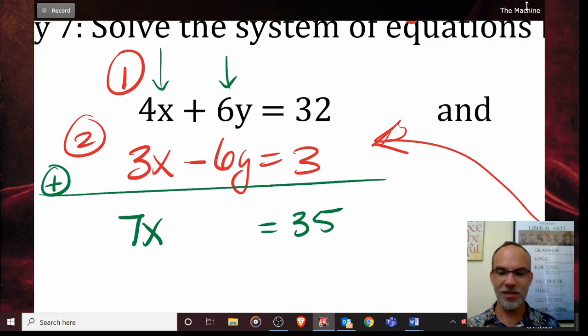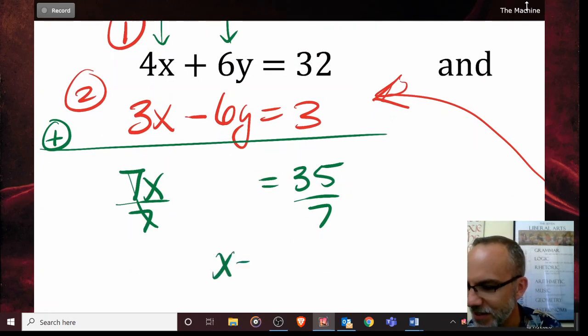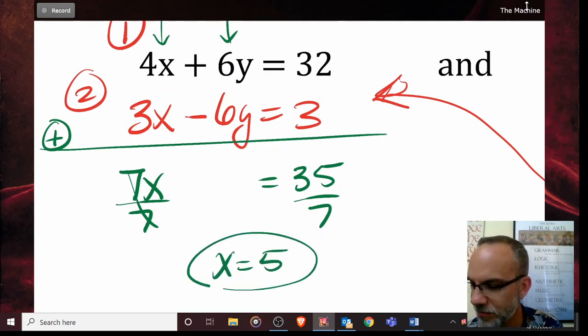Can I solve 7x is equal to 35? Oh my goodness, it's so easy. Divide by 7, this cancels, and I get x is equal to 5. There we go. Okay. Now I want to point something out.